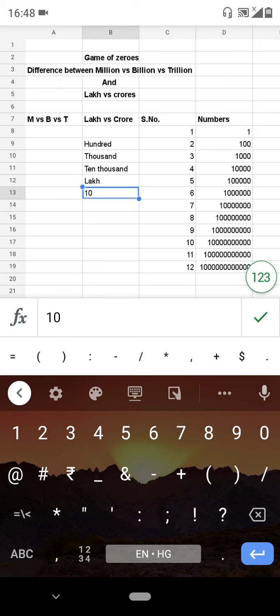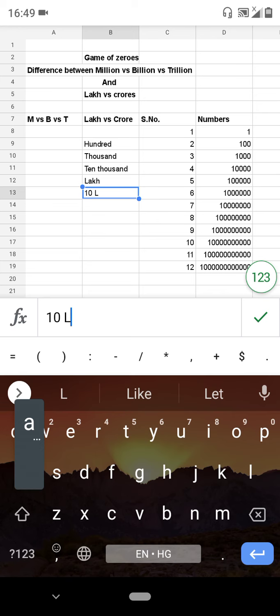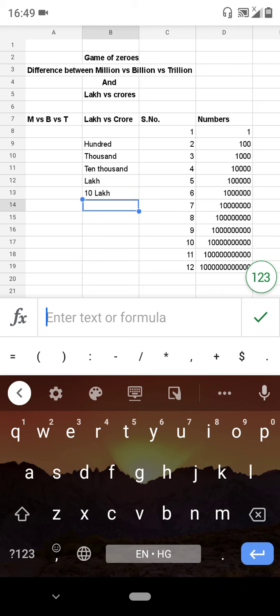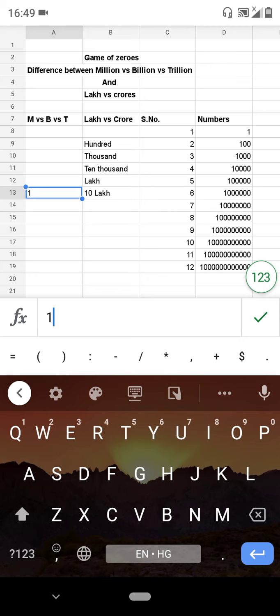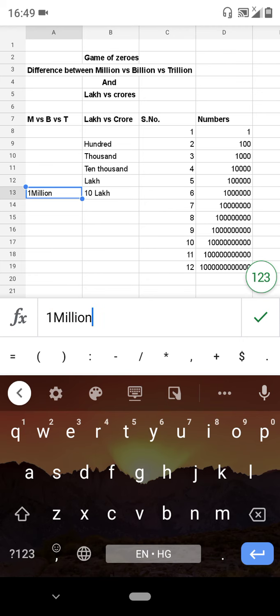So just before this row you have 5 zeros, which is called 1 lakh. Now 10 lakh will be 10 into 5 zeros, which is 10 lakh. So we can write here 10 lakh. Now this 10 lakh is also called 1 million, which is basically 6 zeros. So we can write here 1 million.